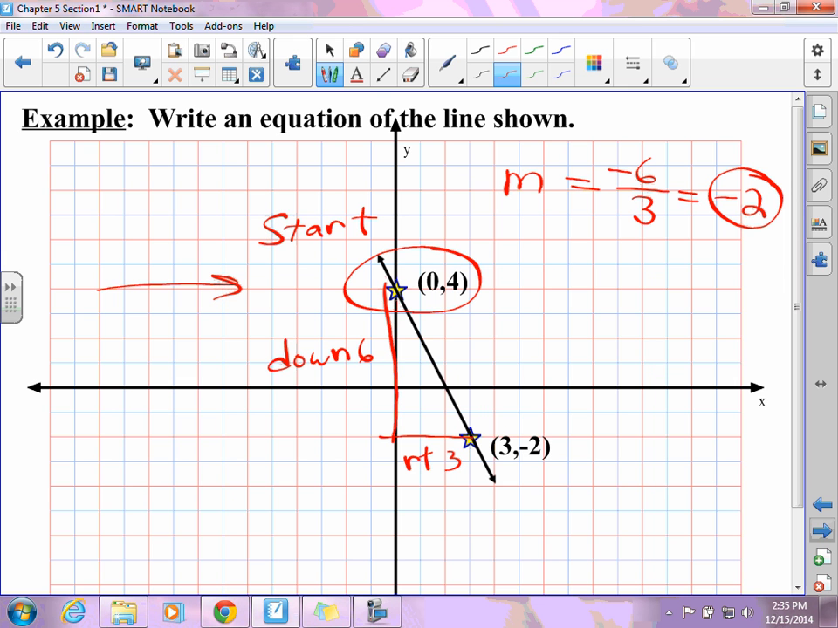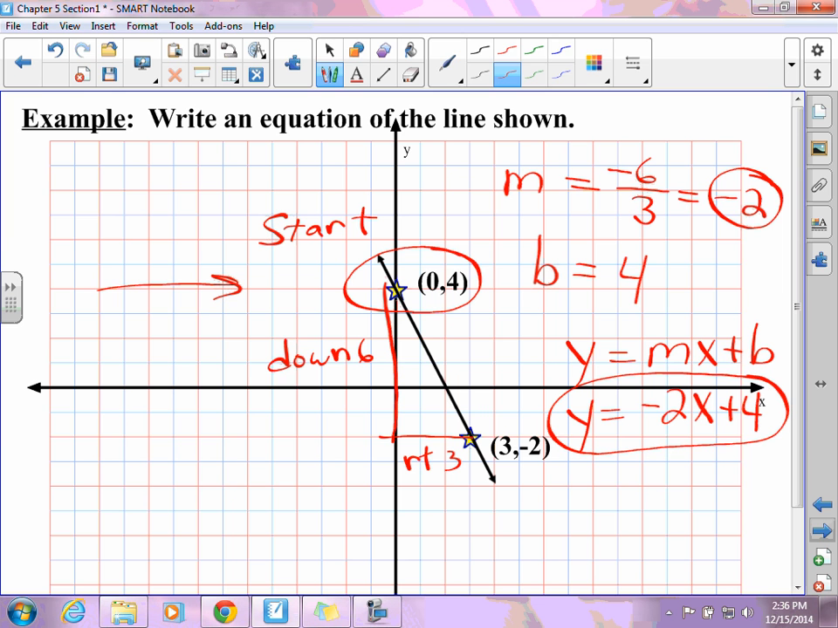Now, if you remember when we talked about y-intercept, that is where a graph or a line crosses the y-axis. And you're going to notice that we do have that. We have a star on the y-axis, and the ordered pair is (0, 4). So my y-intercept then is going to be 4. So if I put that information together in y equals mx plus b, I get y equals -2x plus 4. And there is the equation of that line.